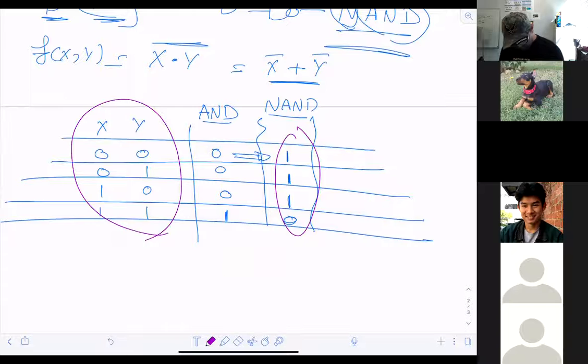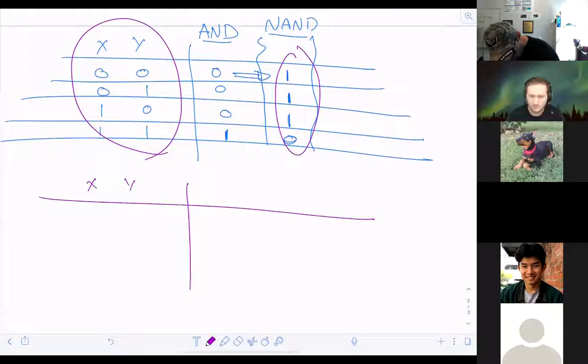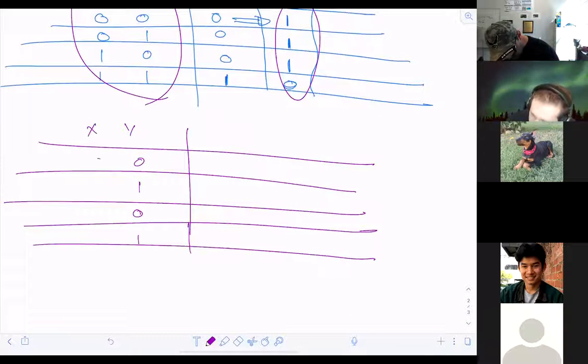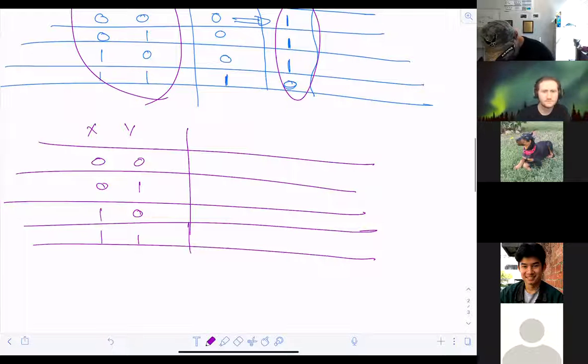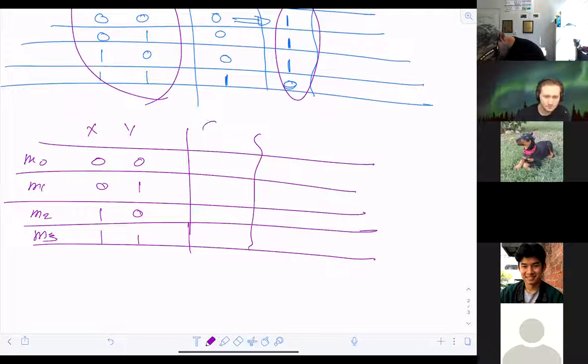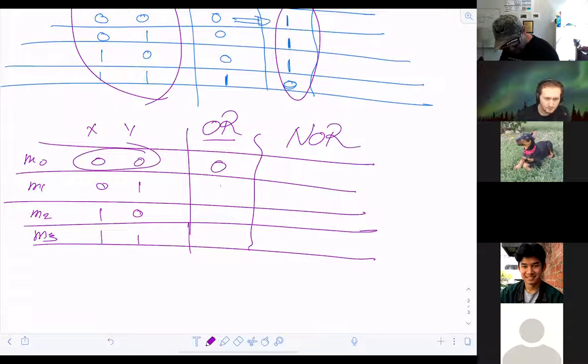Okay. What about OR? If I do the same thing, here is my table, X, Y, 1, 2, 3, 4, with 0, 1, 0, 1 and 0, 0, 1, 1. And of course, we know these are the minterms, M0, M1, M2, M3. Do you guys agree? Those are the minterms. Then I make this column describing the function OR, and this one describing the function NOR. In an OR, if any of the inputs exist, there is an output, right? Other than that, nothing. So other than that, this is the only state.